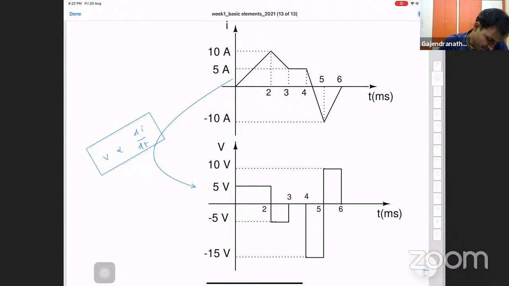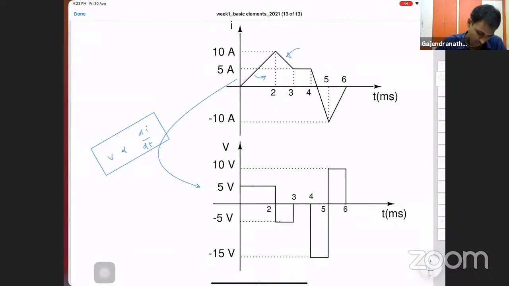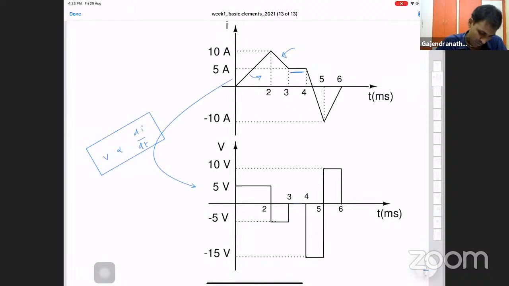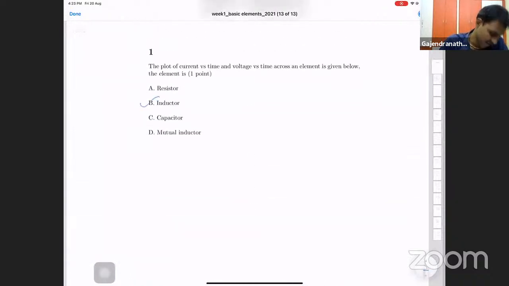How? If I differentiate a constant in the first segment, I get a constant. Then this is going to have a negative slope, so I get a negative answer. Here it's constant, so it should result in 0. Again, it's a negative slope, so I should have a negative answer. Here is a positive slope, so there should be a positive answer. So V is directly proportional to di by dt. What does it mean? It must be an inductor. For an inductor, the voltage across it and the current through it are related by this relationship. Because of this, the answer for the first question is inductor.